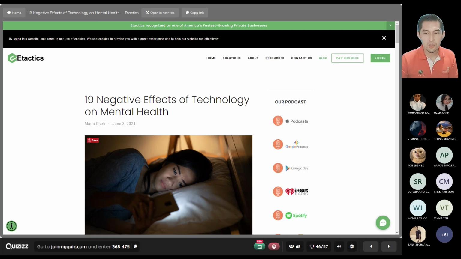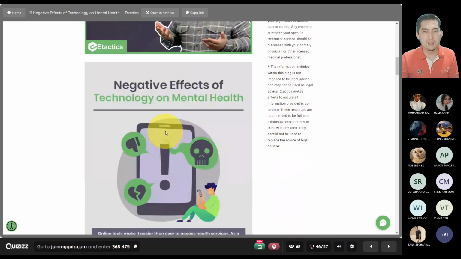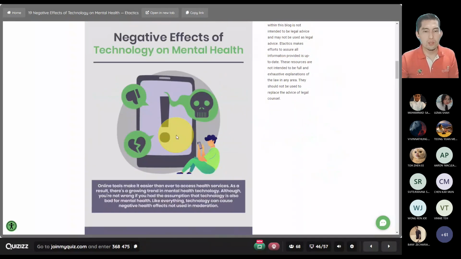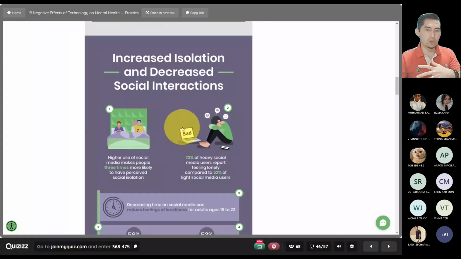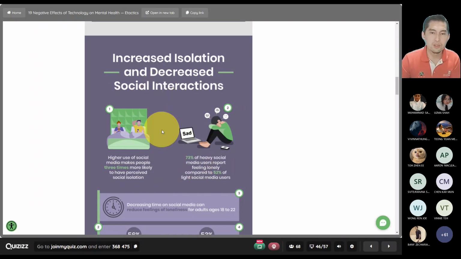Okay, so this was a site that covers 19 negative effects. I've shared this in Wakelet as well on the mental health, and evidently, when you are trying to segregate all this information, psychological effects and sociological effects are the ones that work hand in hand. For example, increased isolation, decreased social interactions. Yeah, this can happen a lot.